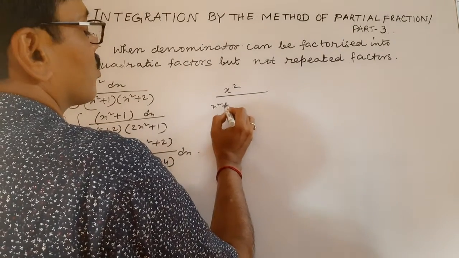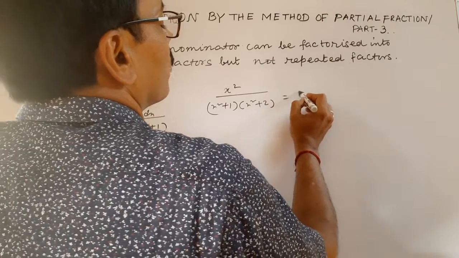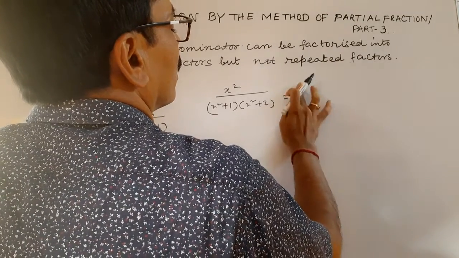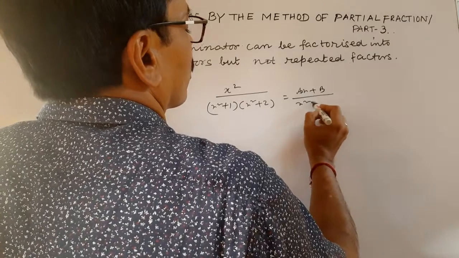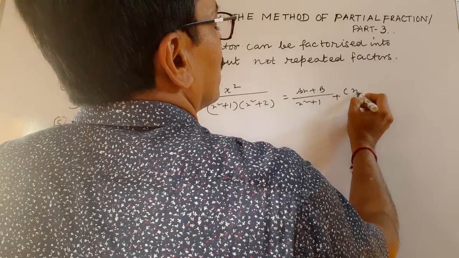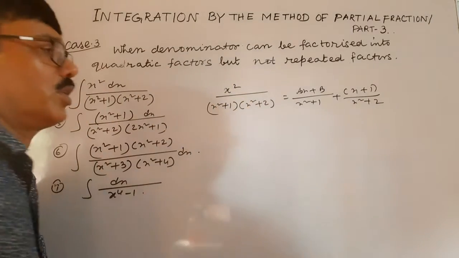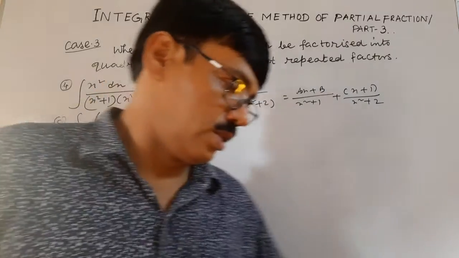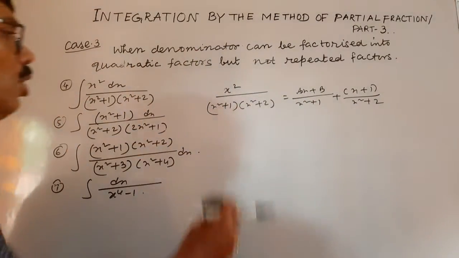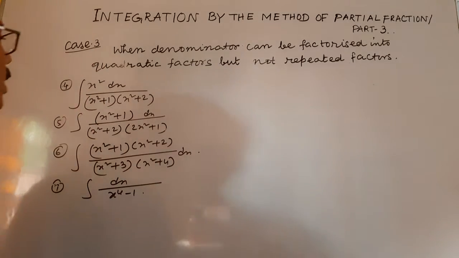look, for x square plus 1, x square plus 2, we have to use ax plus b by x square plus 1, cx plus d by x square plus 2. So it is very difficult to find the constants. So look, what will we do for this type of problem.